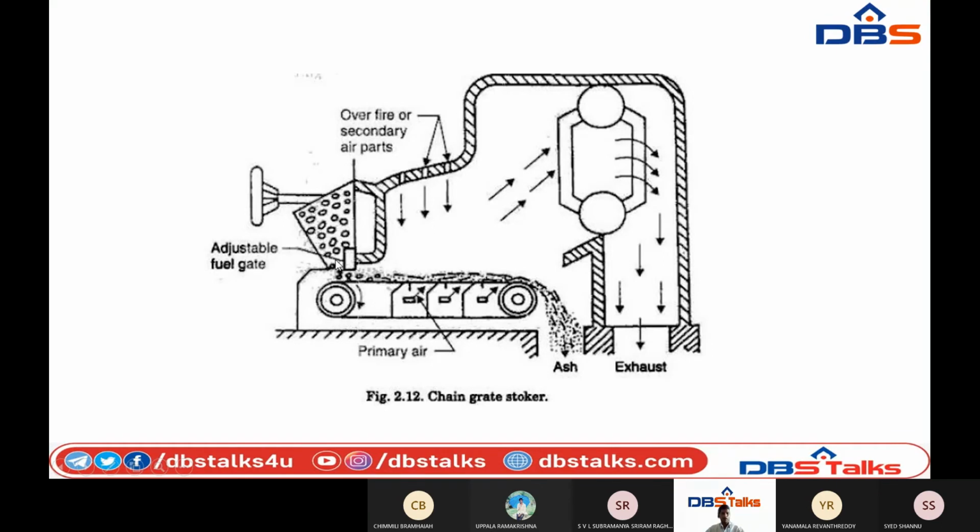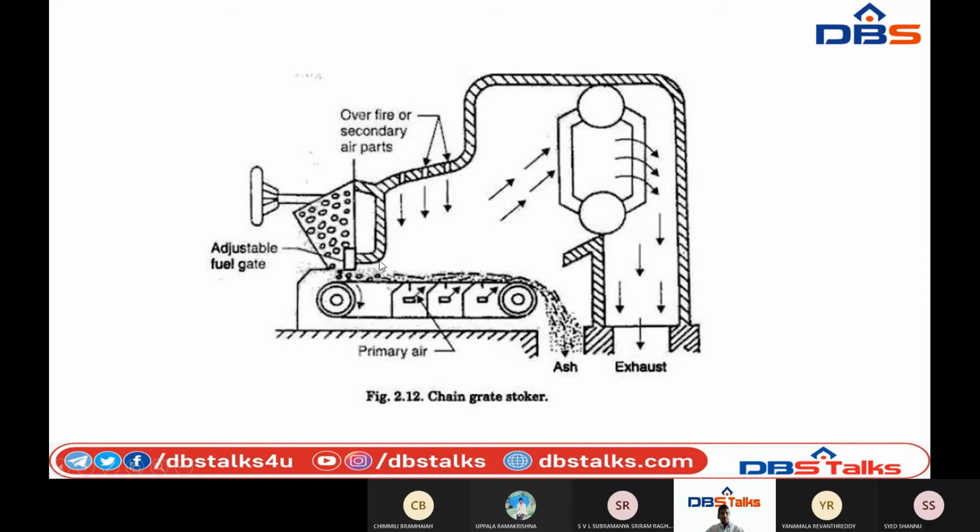Then we are supplying the coal here with sufficient air. We are supplying solid fuel with air. Then automatically the combustion takes place on the grates. This is the principle of the chain grate stoker. This is simple in construction.